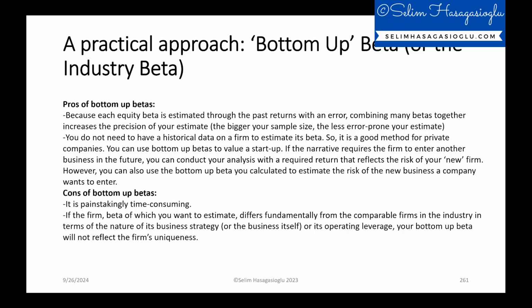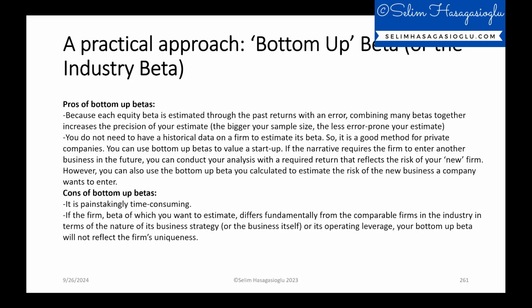There are, of course, some advantages and disadvantages. Let's look at advantages first. Because each equity beta is estimated through the past returns with an error, combining many betas together increases the precision of your estimate. So the bigger your sample size, the less error prone your estimate. You don't need to have historical data on a firm to estimate its beta by using this approach actually. So it's a good method for private companies. You can use bottom-up betas to value a startup, for example.